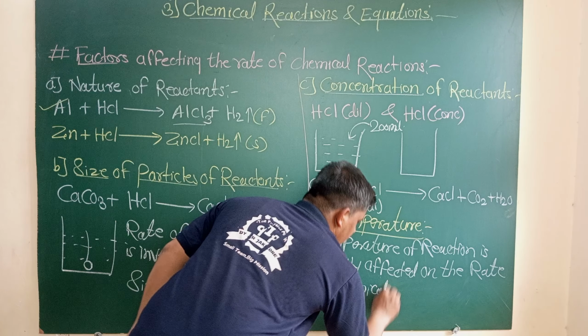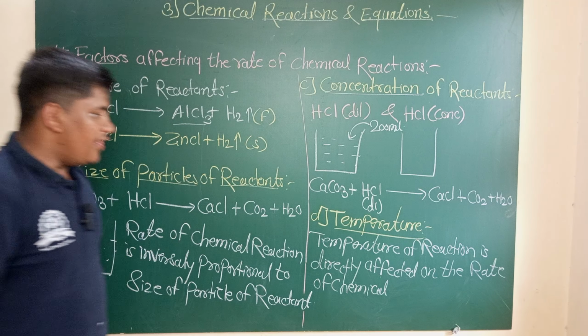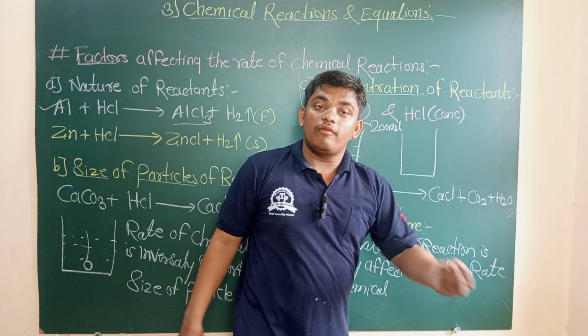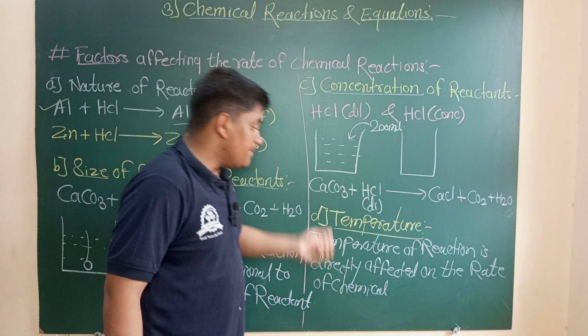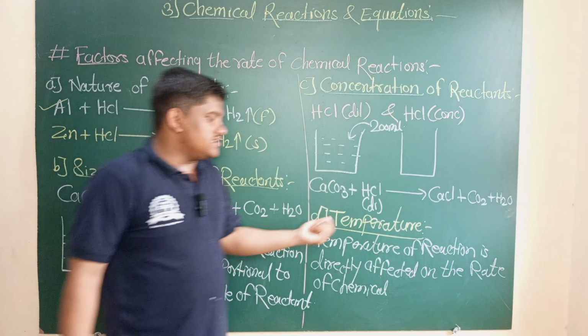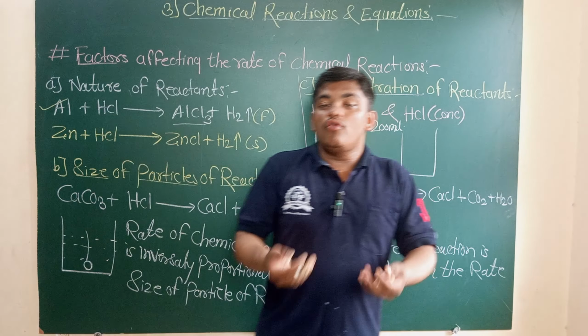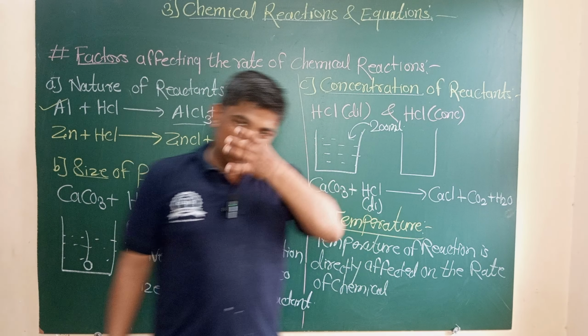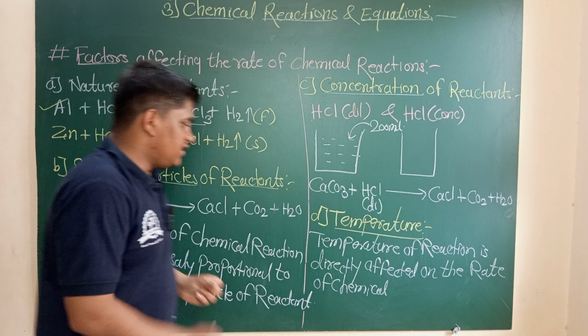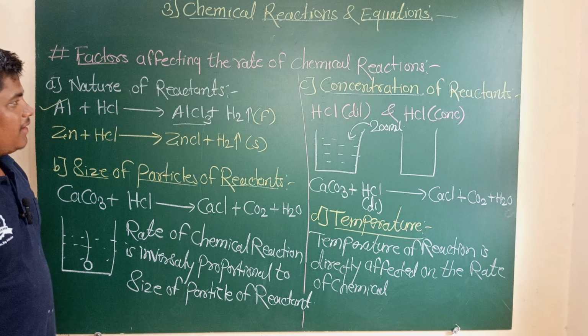If the temperature of the surroundings is higher, the chemical reaction happens and completes faster. If the temperature is lower, the chemical reaction takes more time to complete. These are some factors which affect the rate of chemical reaction.